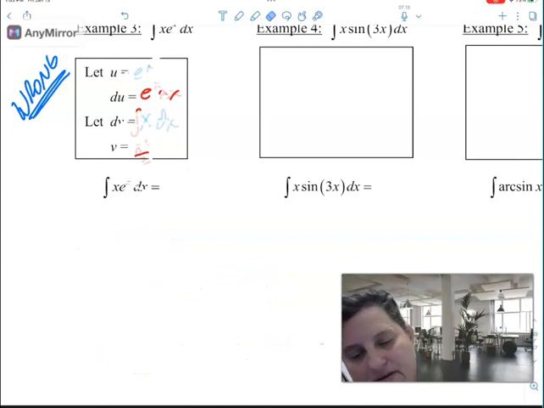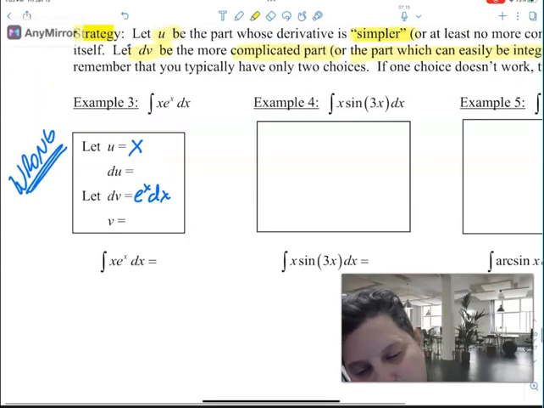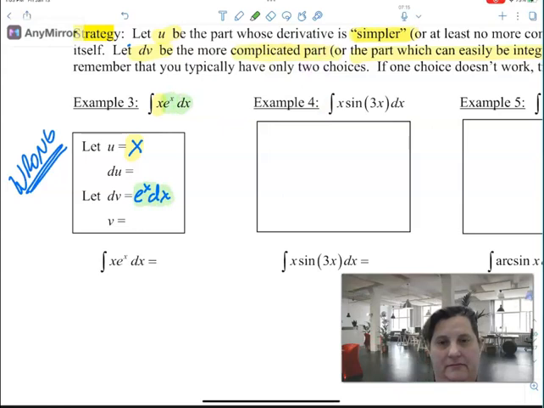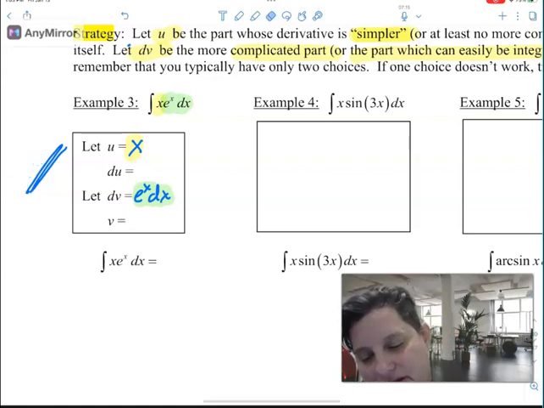Alright. This time we're going to pick it the right way, okay? And the right way for this one is u is x, and dv is e to the x dx. So you guys see how I put this here, and I put this here. Okay, you gotta fill both of those in. Alright, so u and dv. So now this is the right way to do this.